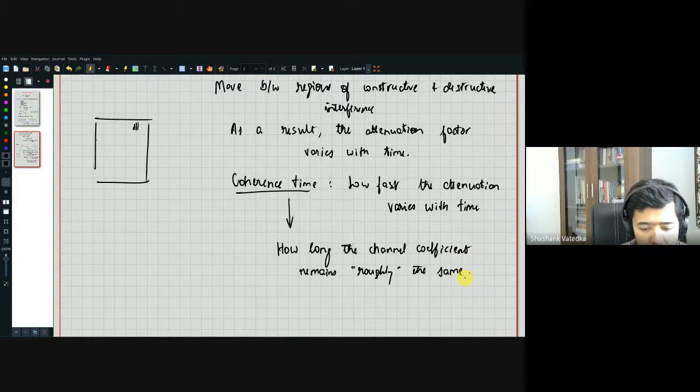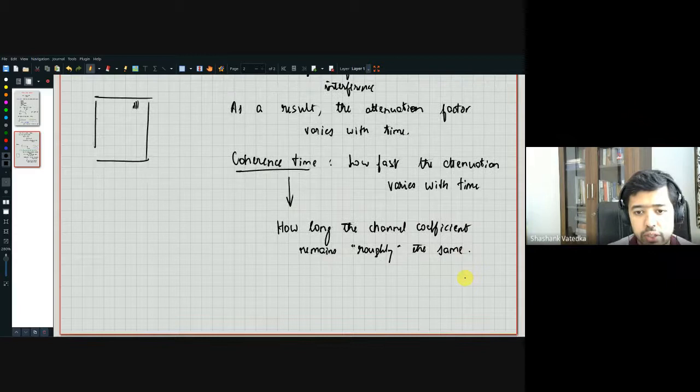So there are different definitions of what exactly the coherence time is, but for our purposes, we'll say that this is the duration for which the channel coefficient remains constant. Okay, after the coherence time, the channel coefficient changes. So within a period equal to the coherence time, the channel coefficient remains constant.